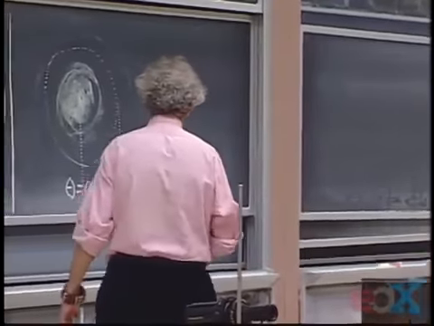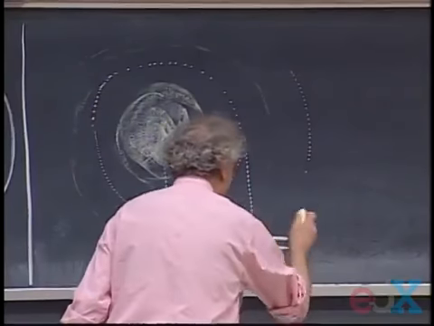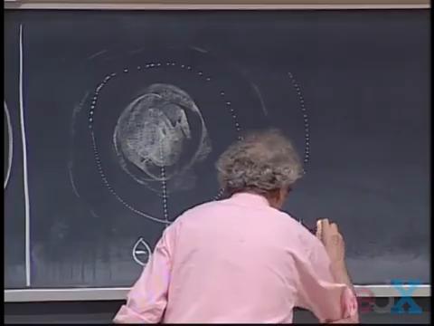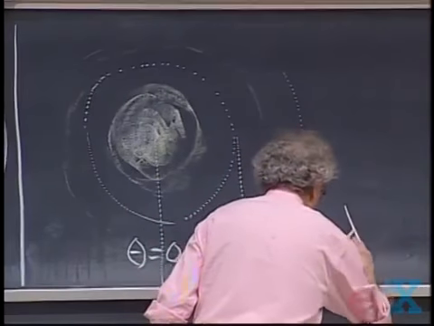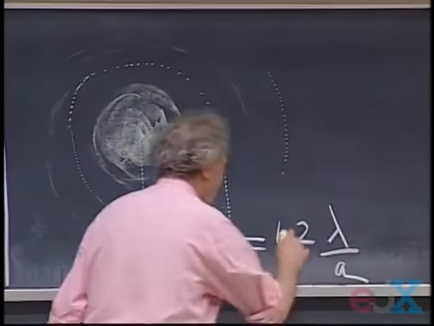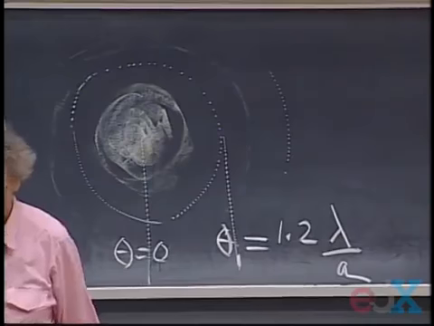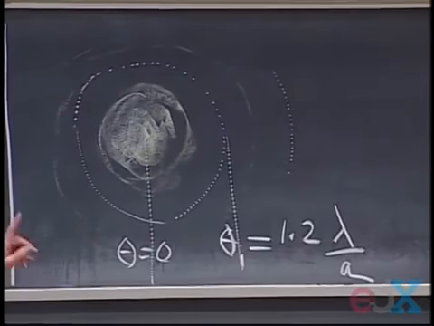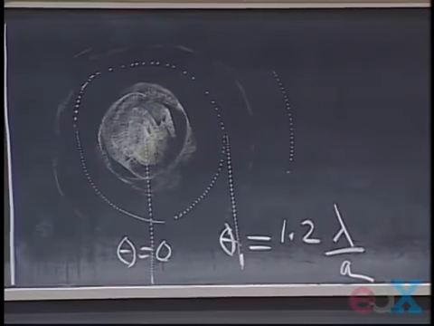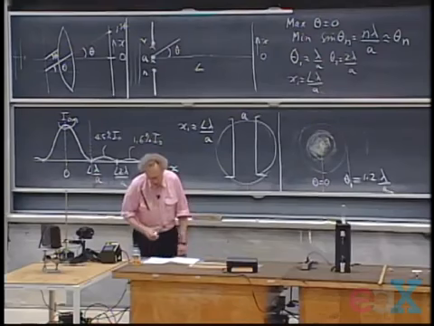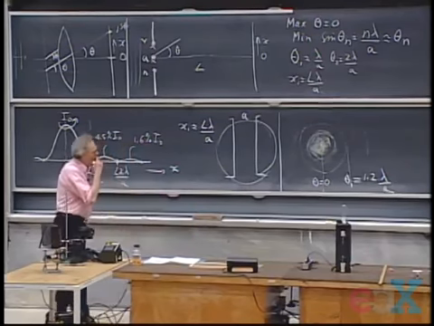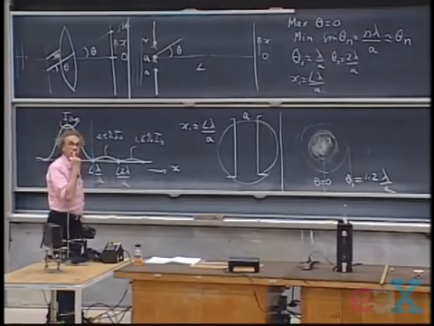So take my word for it that it comes not at lambda divided by A, but at roughly 1.2 lambda divided by A. If you want to be picky, it's really 1.22 times lambda divided by A. And this, of course, is in radians again. I work now exclusively in terms of radians, small angle approximation. And so this raises the issue of what we call in physics angular resolution.